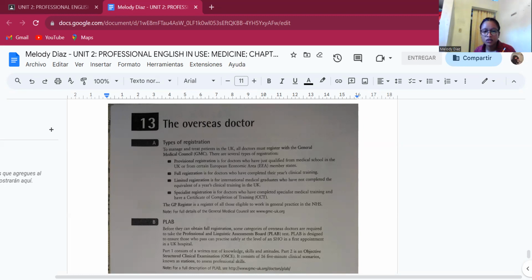The GP register is a register of all doctors eligible to work in general practice in the NHS.